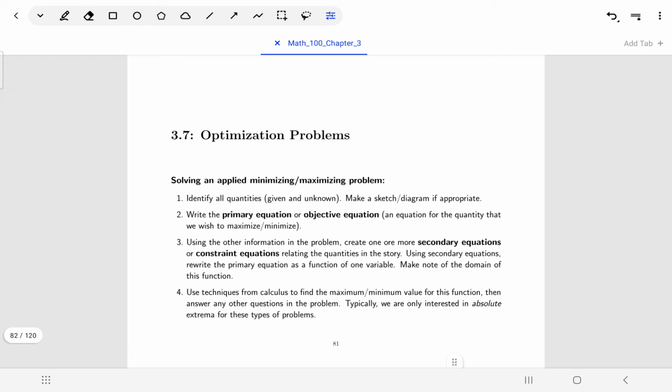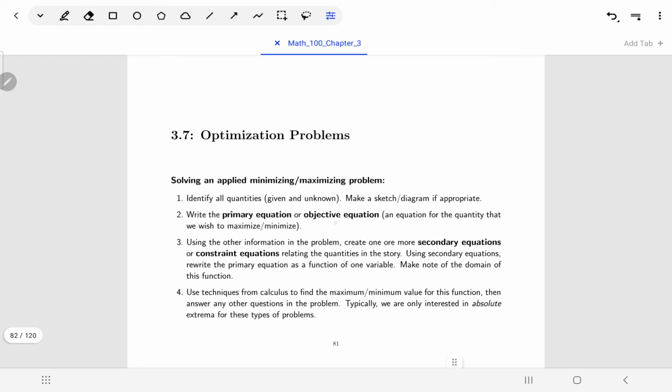So for this, if it's something geometric, it would make sense to have a little sketch or a diagram given. And then once I've settled into what variables I have, what I know and what I do not know, I'll construct my first equation. This is the objective equation. This is the thing that I'm hoping to minimize or maximize.